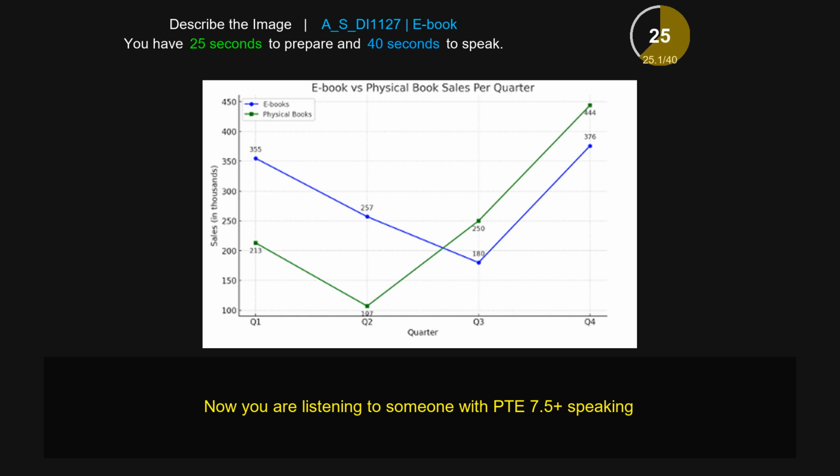The lowest value for ebooks is 180. The highest value for ebooks is 376. To conclude, the data points to ebooks vs physical book sales.